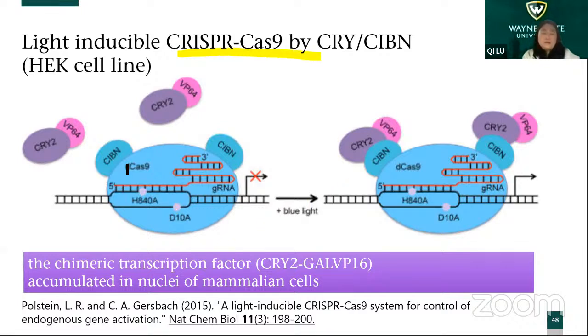Here's a new one, the light-controlled CRISPR Cas9 system. The CIBN part is binding to the dCas9, and CRY2 is linked to VP64. After shining with the light, CRY2 will bind to CIBN and cause VP64 to interact with the Cas9, and it will start the CRISPR Cas9 system and start the gene transcription.